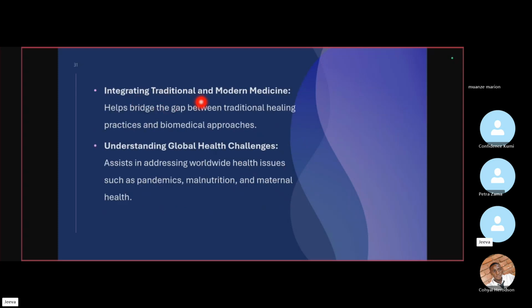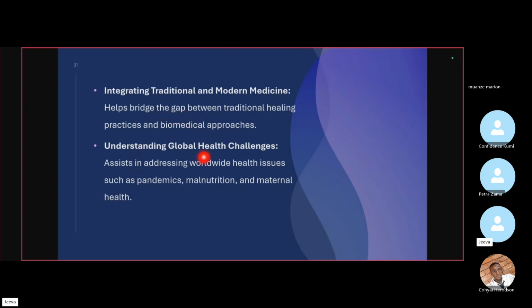Then integrating traditional and modern medicines, like you can advise the patients which treatment is good. Maybe you can ask them to go for the traditional or modern way of treatment, and then you can bridge the gap. Some people will only trust in the traditional method of healing, so that barrier you can remove. You can help them bridge the gap between traditional healing practices and the new modern biomedical approaches, and combine both sides of treatment.